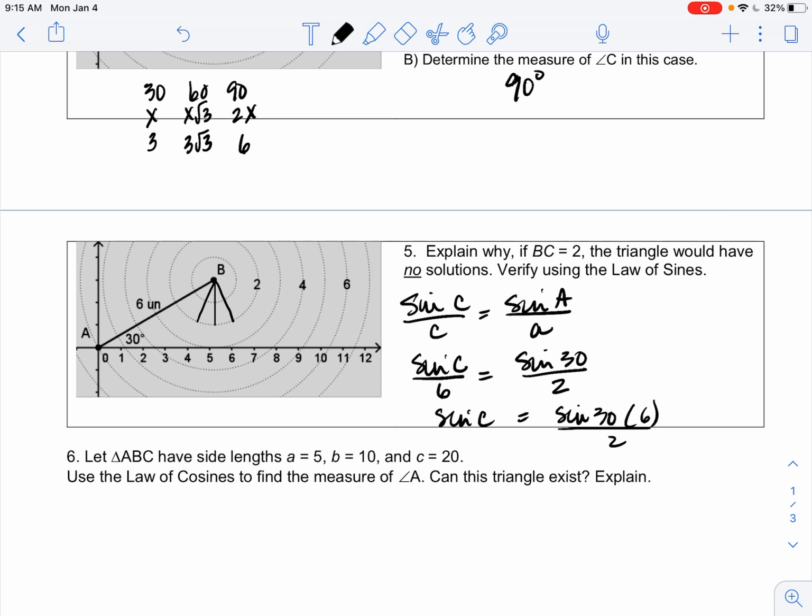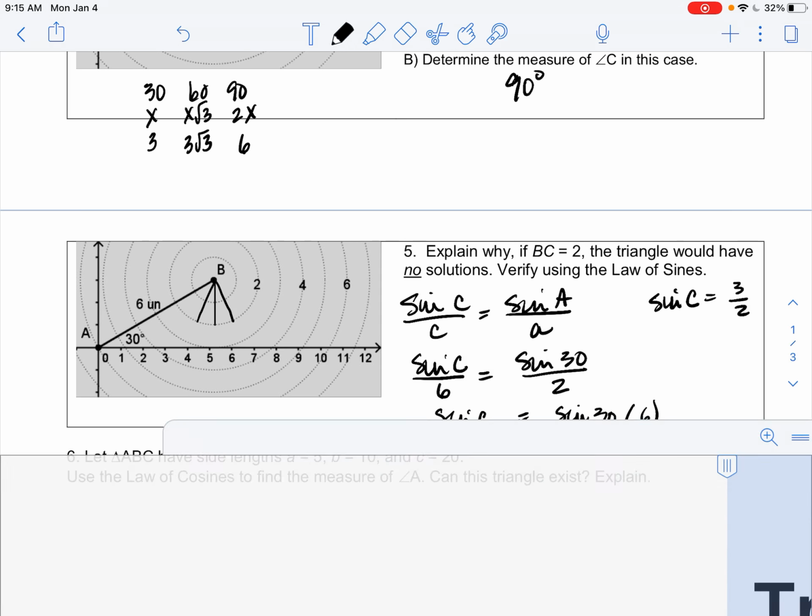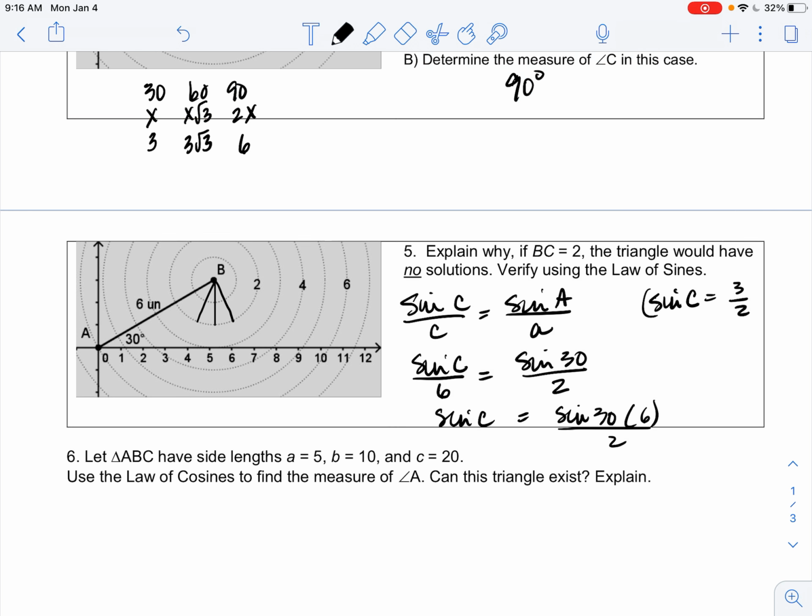So the y value at 30 is half. Half of 6 is 3. So sine of C is equal to 3 over 2. All right, let's take the inverse sine on both sides. I don't know what I did there. How about negative 1?